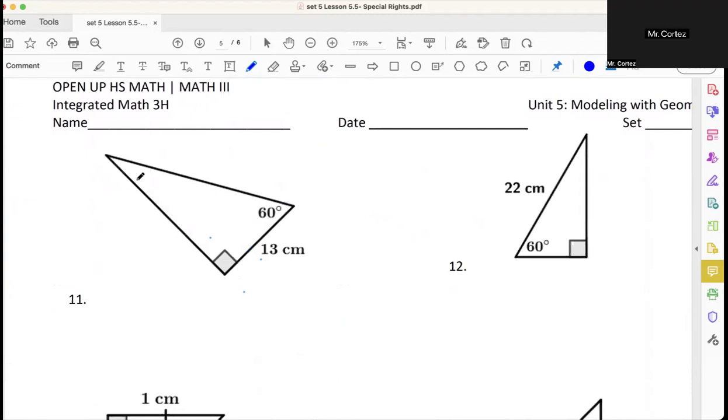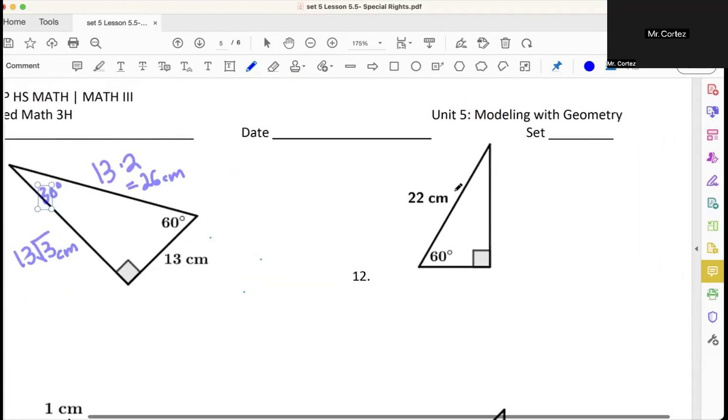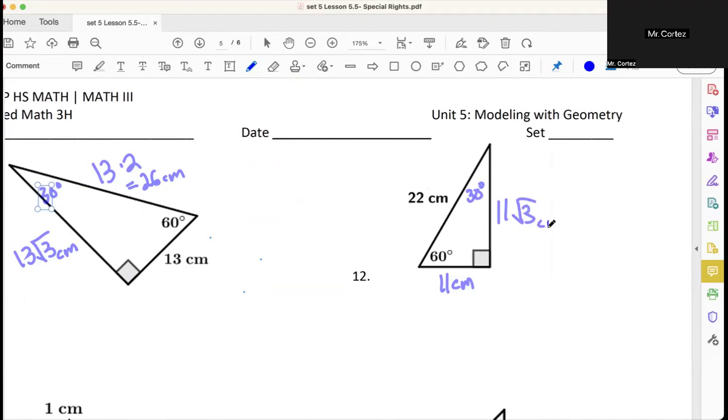What else you got? This is 30. This is the smallest side, so that's light work. 13 times 2, giving you 26 centimeters for the hypotenuse. This is 13√3 centimeters, because you just multiply by √3. That's light. Across from 90 in a 30, 60, 90, this is double the smallest side, so that means this is 11 centimeters. This is 11√3 centimeters.